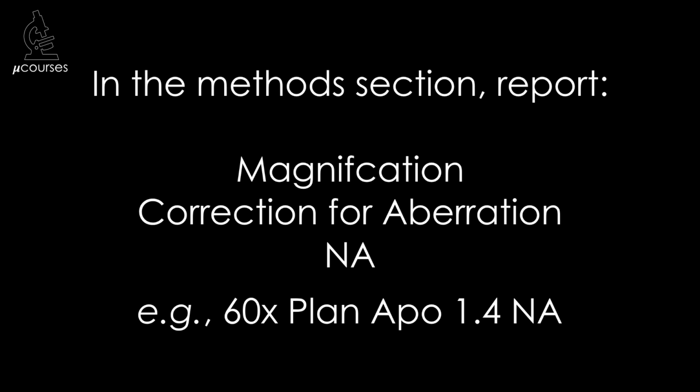Now that you understand how important numerical aperture is, you'll understand why it's important to report it in the methods section of your publications. Lenses should be described as the magnification, the correction for aberration, and the numerical aperture. For example, 60x plan apo 1.4 NA. Correction for aberration is the topic of a future video.